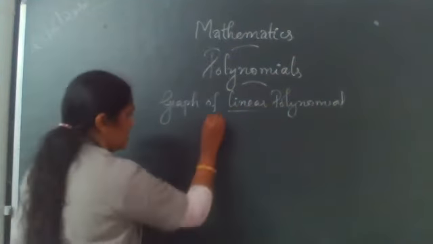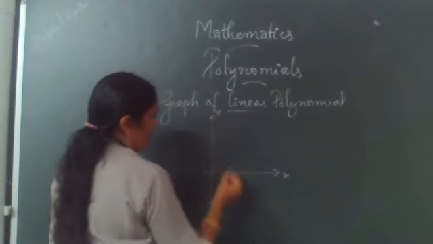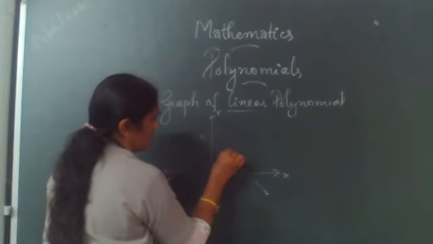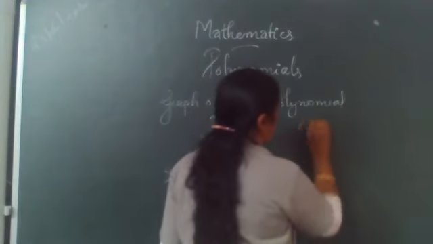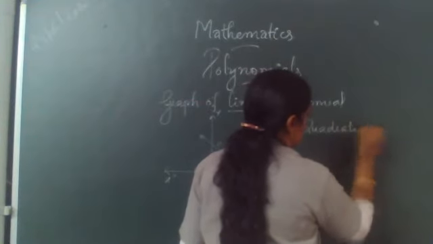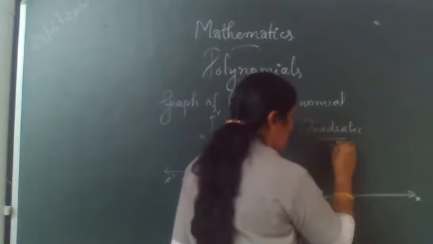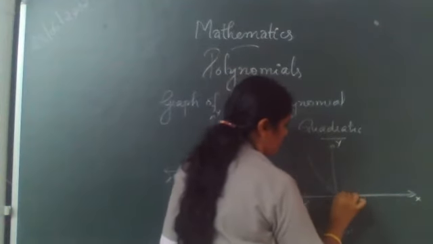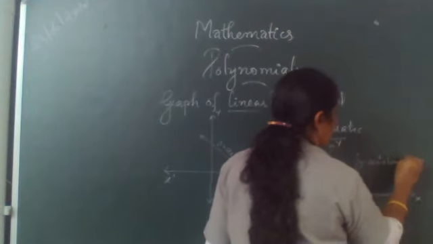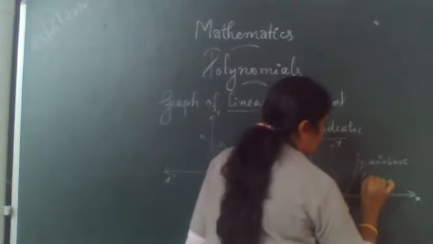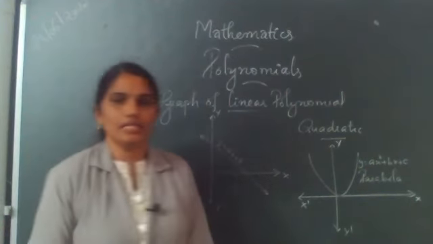The graph of a linear polynomial is drawn on the x dash x, y dash y axes. So this is a straight line. Next is the quadratic polynomial, on the x dash x, y dash y axes. It is a curve shape. This shape is called a parabola. The graph of a linear polynomial is a straight line, and the graph of a quadratic polynomial is a parabola.